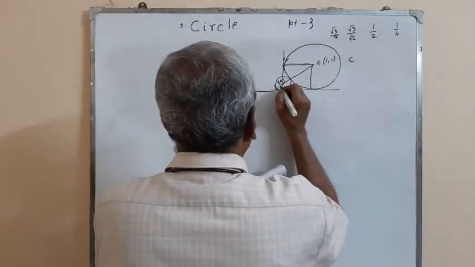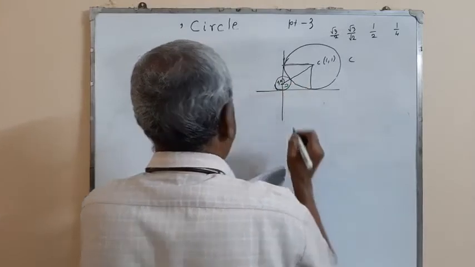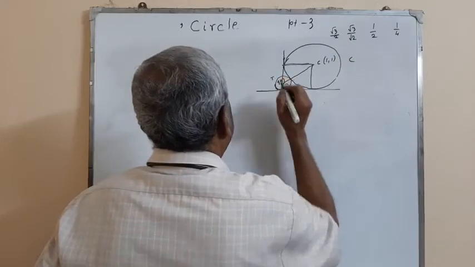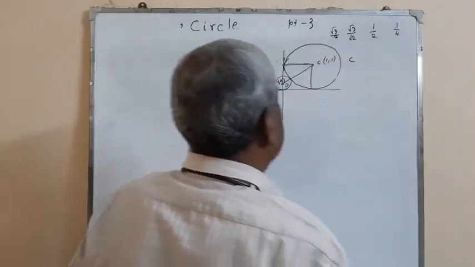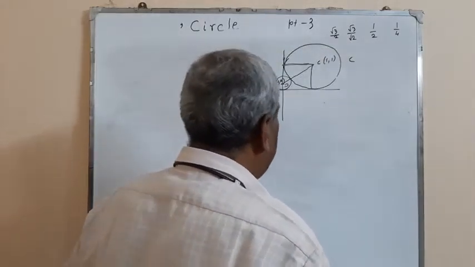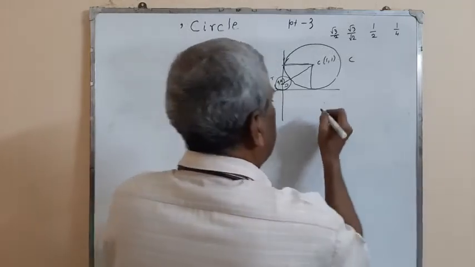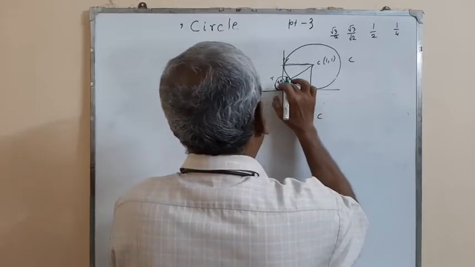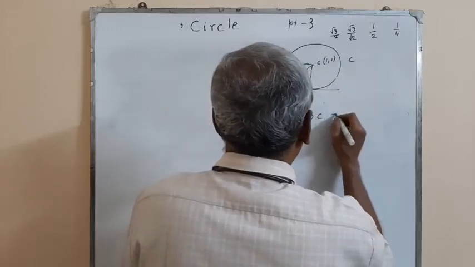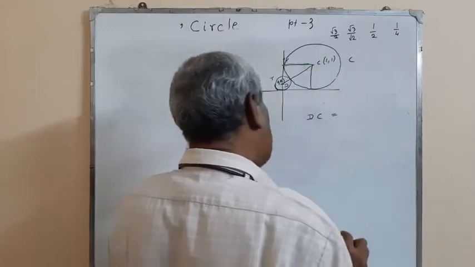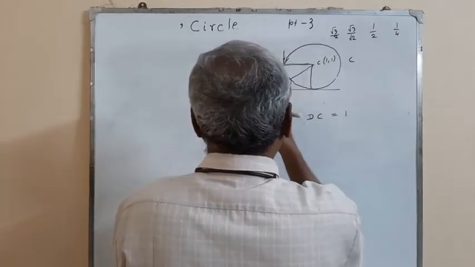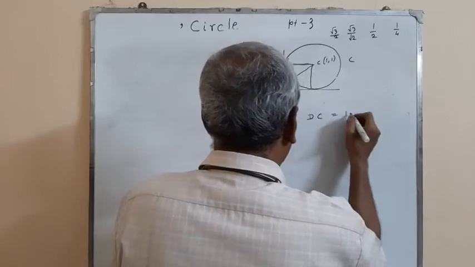Suppose that point is D. As C and T, these two circles, touch externally, therefore we must have the center to center distance from D to C equal to the sum of the radii. The radius of the bigger circle is 1 and the radius of the smaller circle is K.